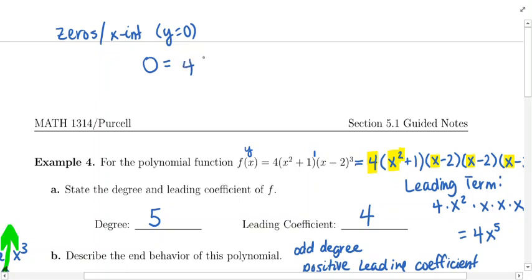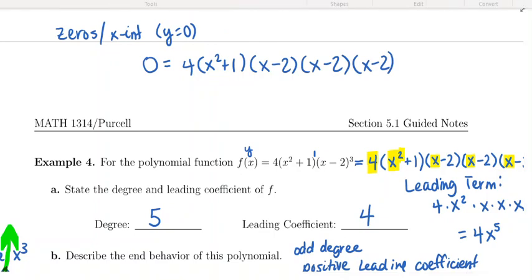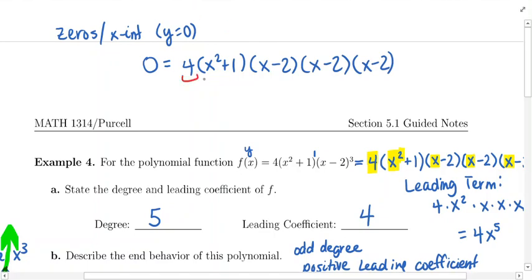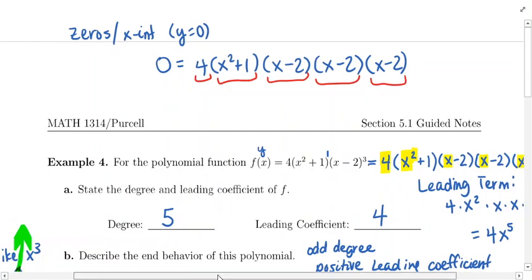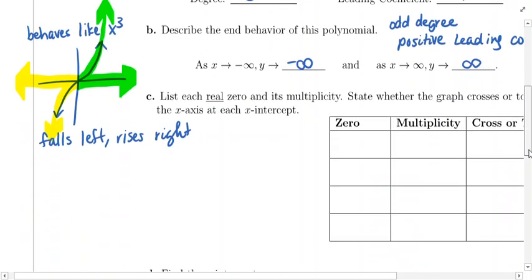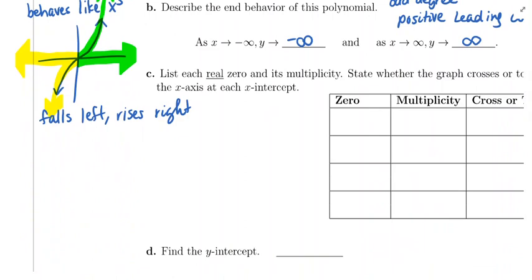So the 4 times the x squared plus 1 times the x minus 2 times the x minus 2 times the x minus 2. Okay, we need to take each factor and set it to 0. Factors are the things that we're multiplying together here. So I'm underlining each factor in red. Okay, so the first thing I'm going to do is set 4 equal to 0.